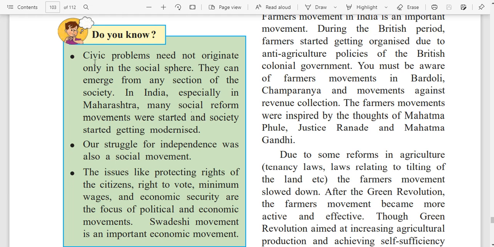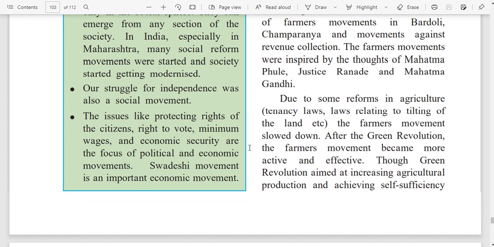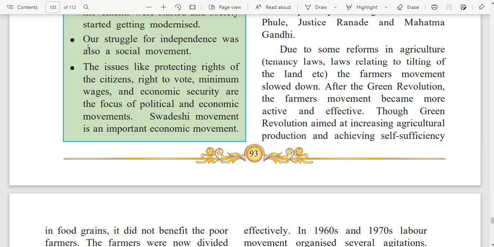Do you know? Civic problems need not originate only in the social sphere. They can emerge from any section of the society. In India, especially in Maharashtra, many social reform movements were started and society started getting modernized. Our struggle for independence was also a social movement.